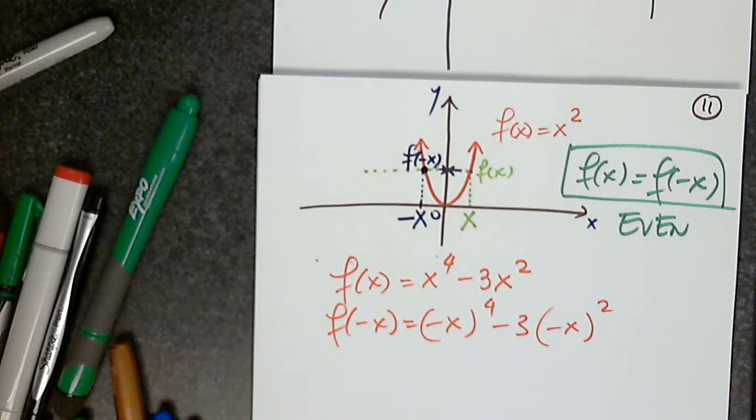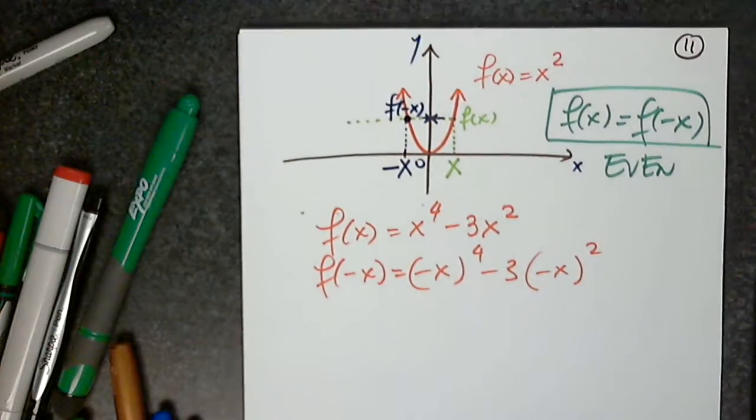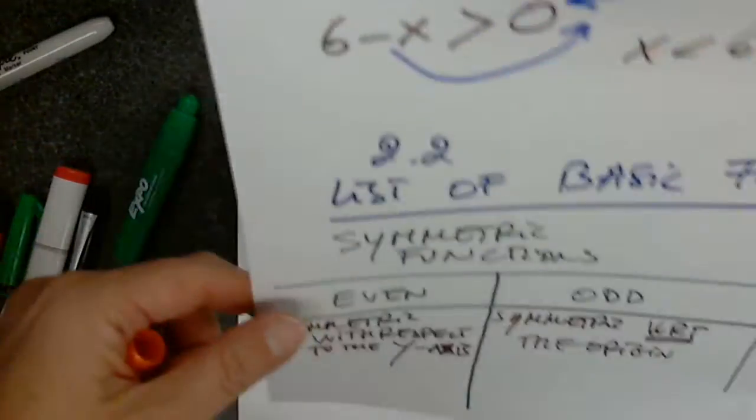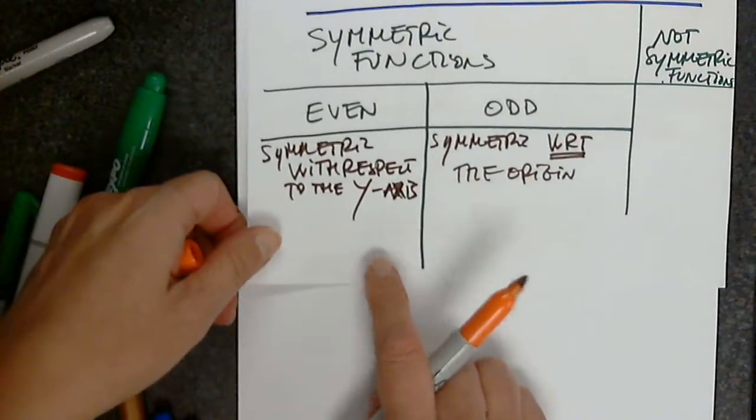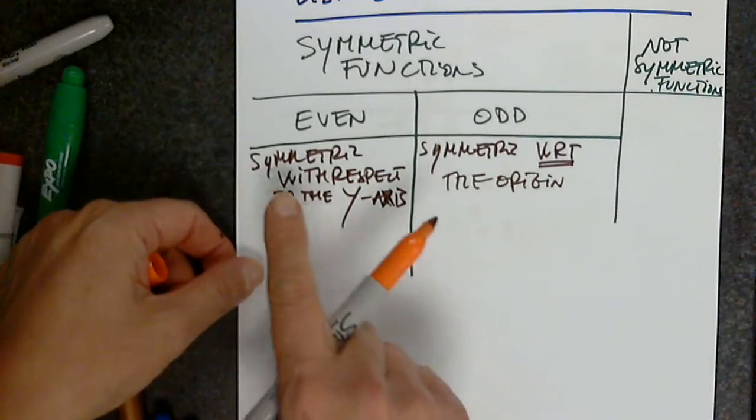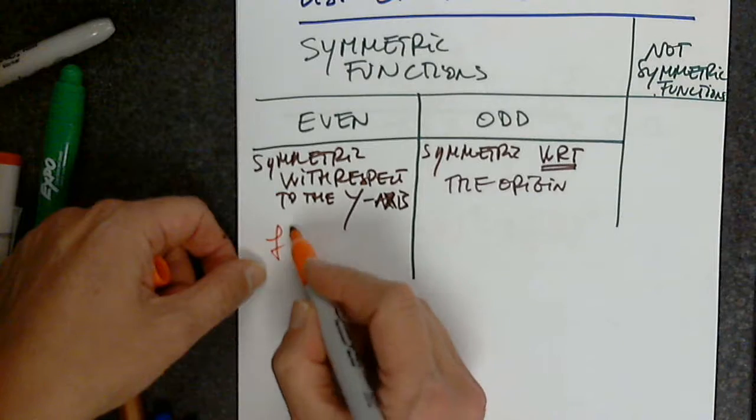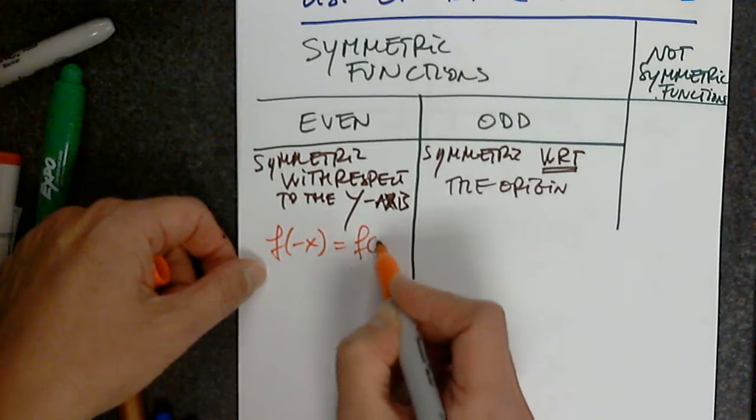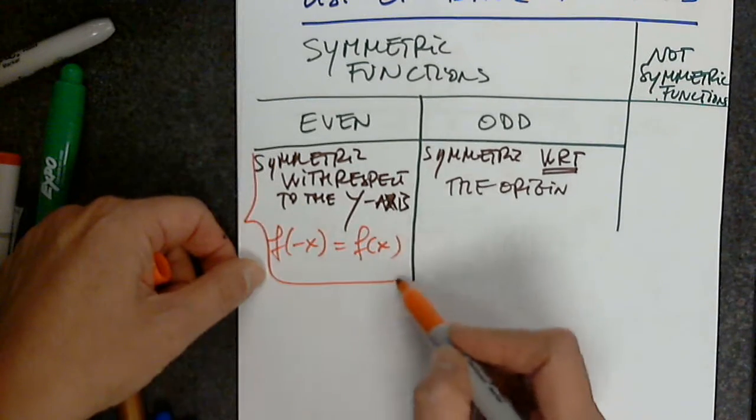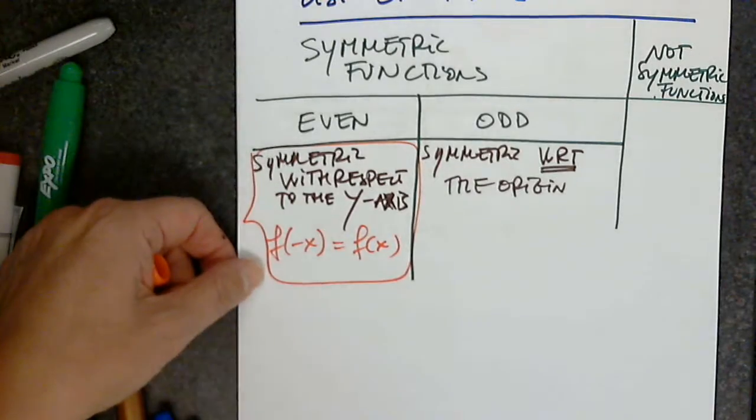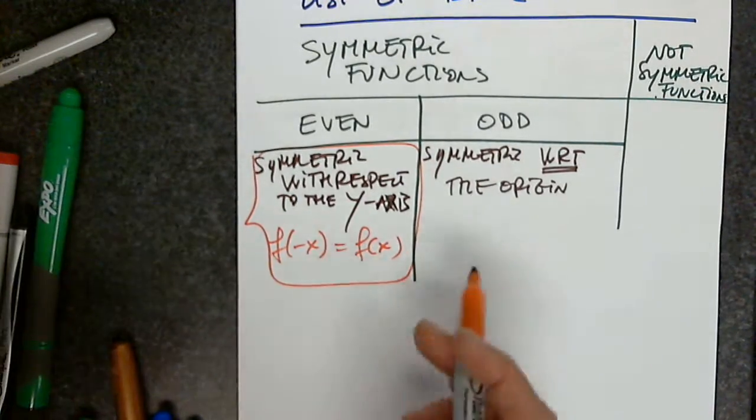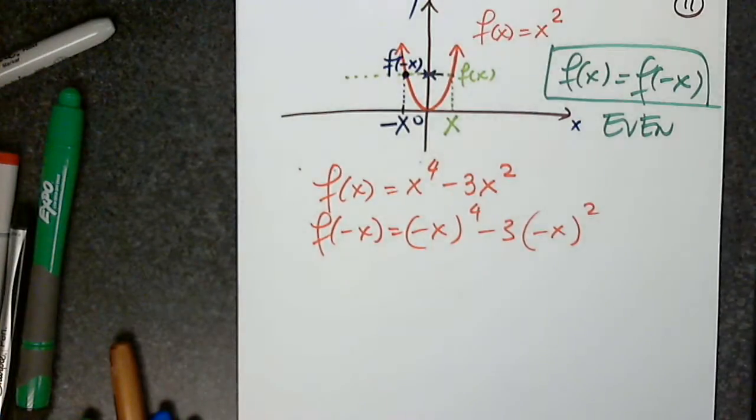Then please perform the operations. If you want to come back to your chart, the little table that I created here: an even function is symmetric with respect to the y-axis, and also f of negative x must equal f of x. These are the conditions for an even function. I'm going to come back and fill it in.